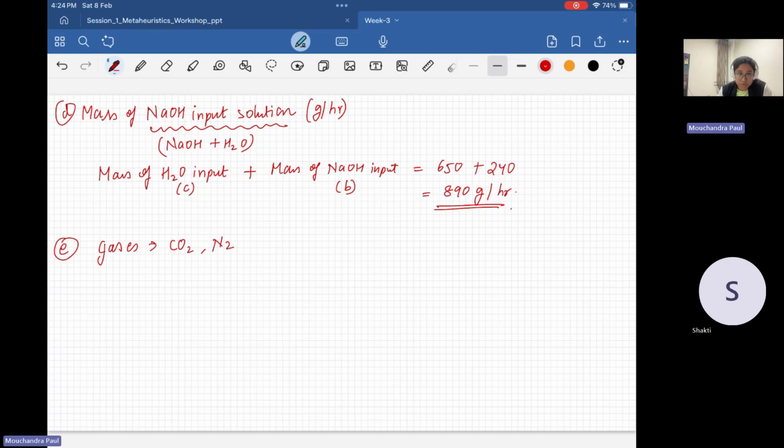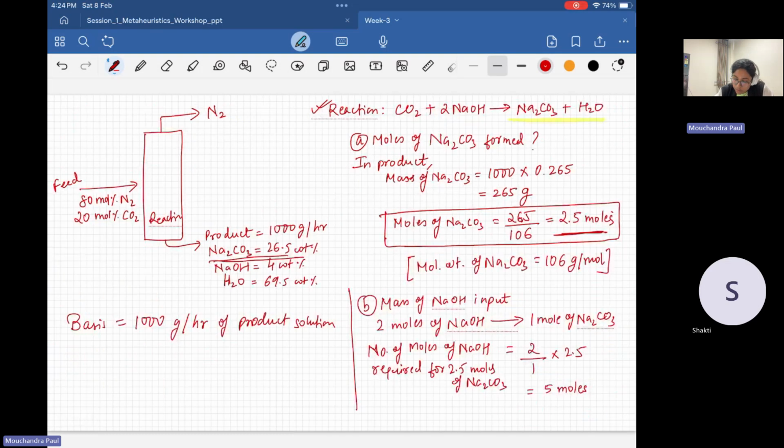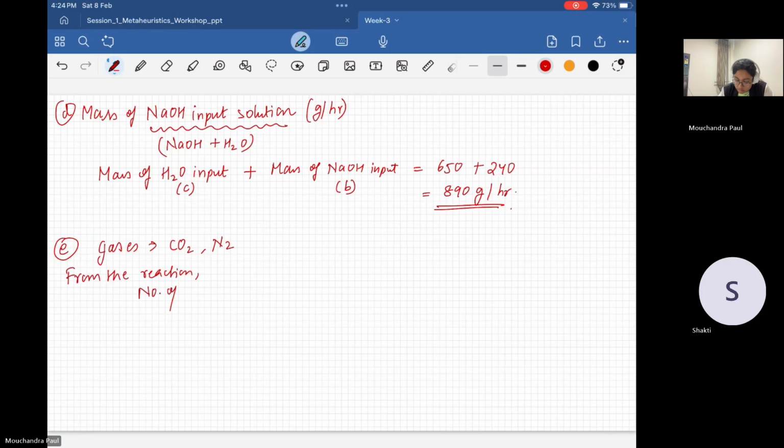But we don't know the exact number of moles or mass of CO2, so we have to calculate it based on the chemical reaction. From the reaction, what we know is 1 mole of Na2CO3 will be produced when 1 mole of CO2 is supplied. So we know 2.5 moles of Na2CO3 is produced in the product. So the number of moles of CO2 in input must be 2.5 moles.